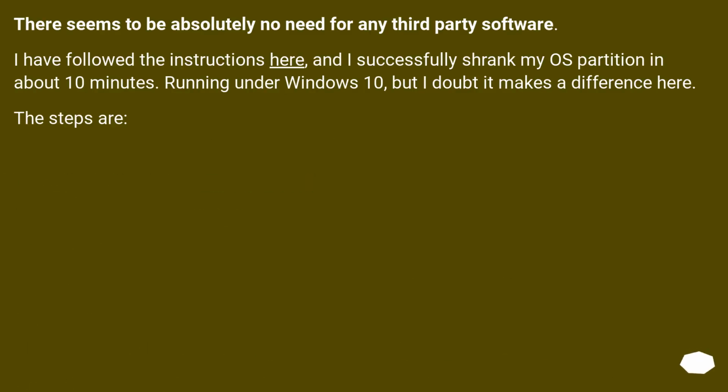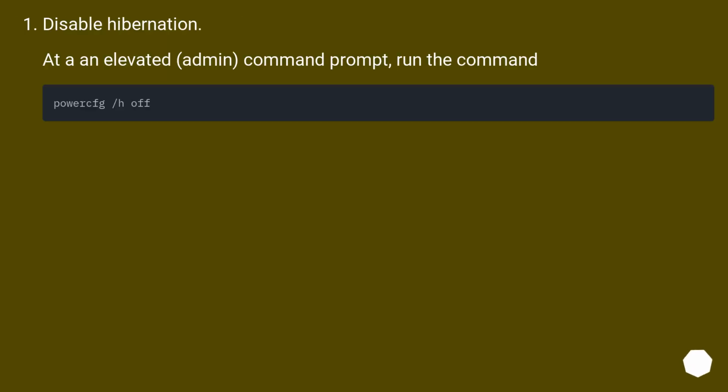There seems to be absolutely no need for any third-party software. I have followed the instructions here, and I successfully shrank my OS partition in about 10 minutes. Running under Windows 10, but I doubt it makes a difference here. The steps are: disable hibernation. In an elevated (admin) command prompt, run the command.